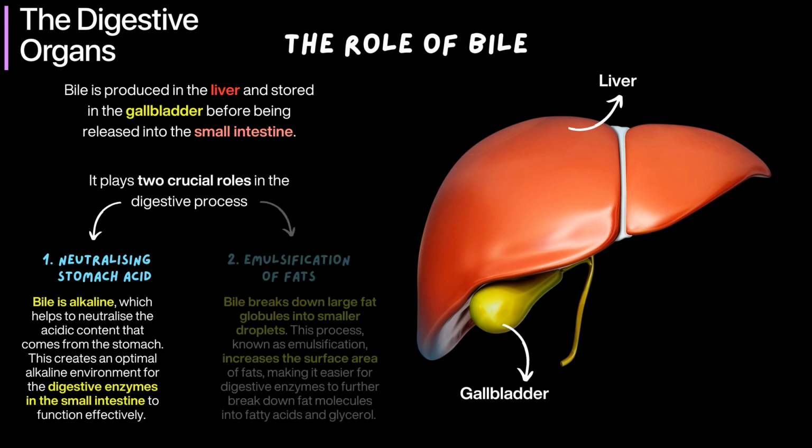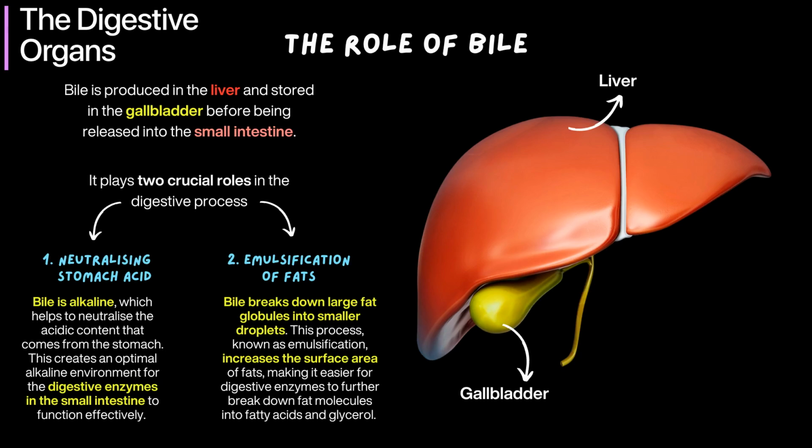Secondly, bile causes the emulsification of fats. Bile breaks down large fat globules into smaller droplets. This process, known as emulsification, increases the surface area of fats, making it easier for the digestive enzymes to further break down fat molecules into their constituent parts of fatty acids and glycerol.